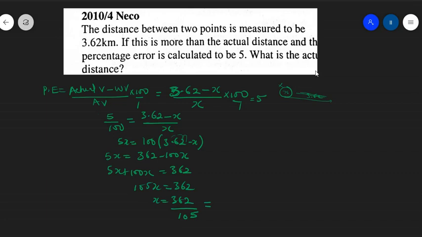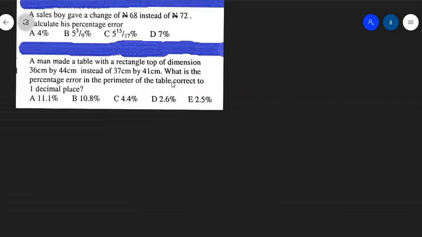If you use your calculator, it's going to give me 3.447. That'll be the remaining value. If you want to approximate it, it's going to be 3.45 to three significant figures, 3.45 kilometers. That's the correct answer to that question. Pretty much simple. That's a NECO question.